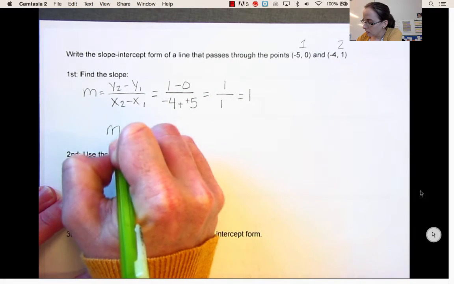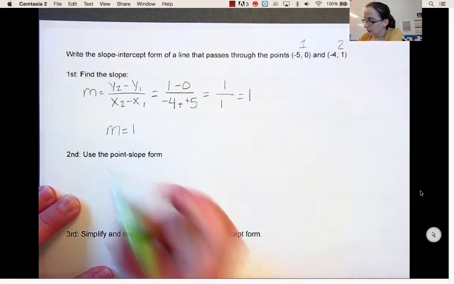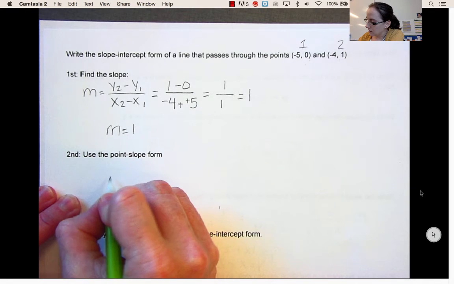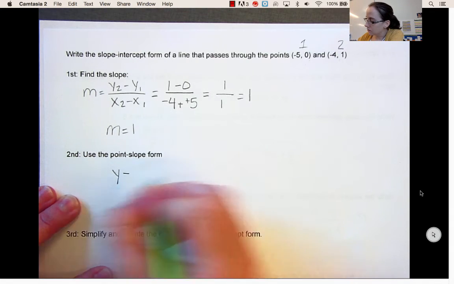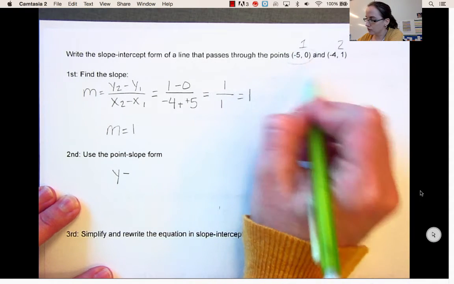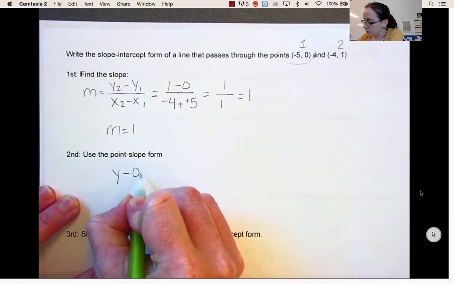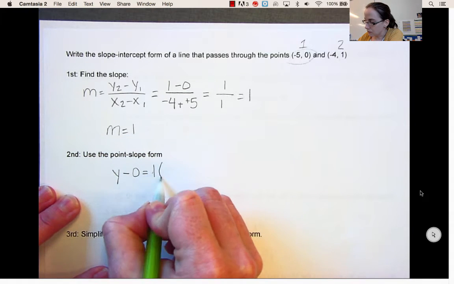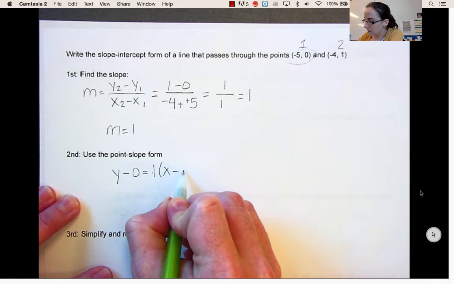So m equals 1. Now we use the point-slope form and fill in y minus, pick one of these points. It doesn't matter which one. I'm going to choose the first point. Y minus 0 equals m times x minus a negative 5.